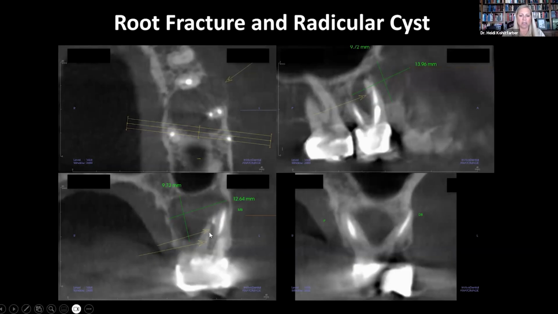This particular case, we have a root fracture as well as a large radicular cyst. And again, we can easily see it in our coronal sections. We can see a step defect here in our sagittal sections.